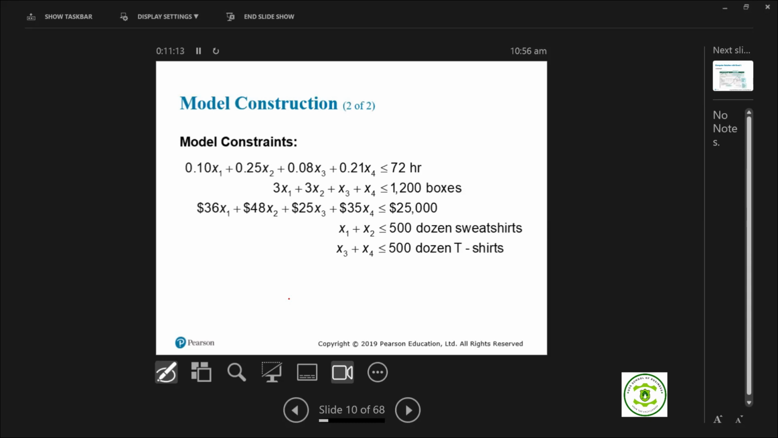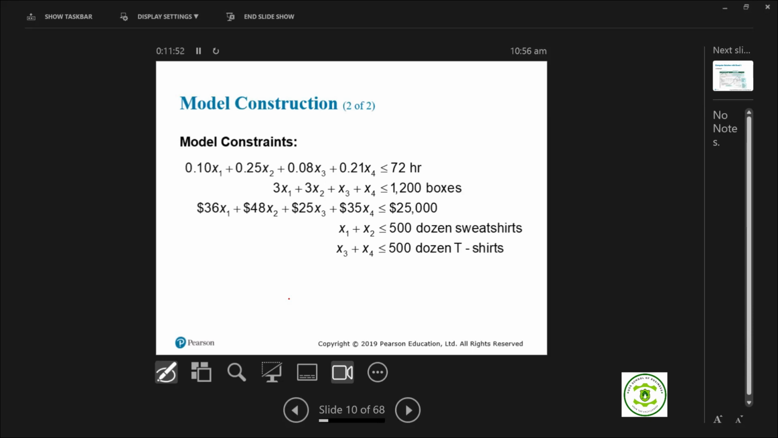Now, we are saying that in stock, if you look at the last part of the constraint, they said that they have 500 dozen of the sweatshirts. So X1 plus X2 is 500, and also 500 for the t-shirts. So X3 plus X4 is also 500. So that ends the constraints. Now, once you set up the problem like this, as for the solution, it is easy.